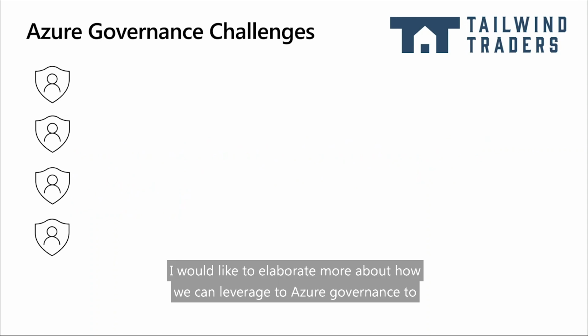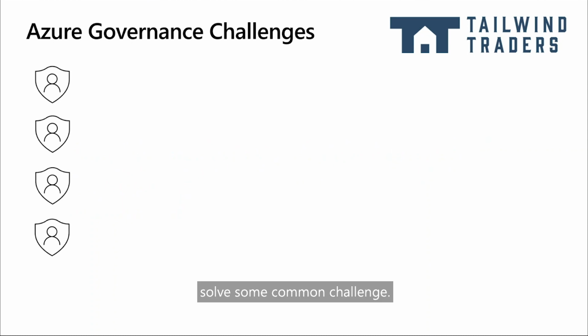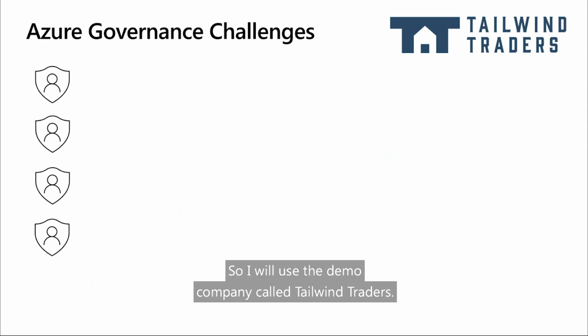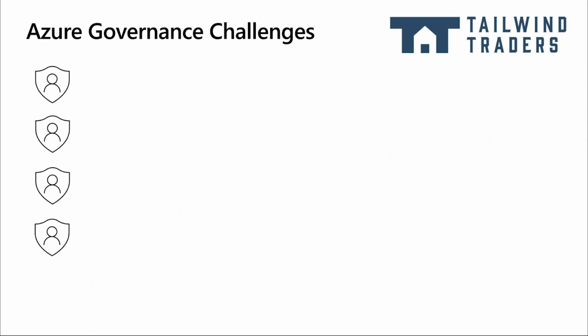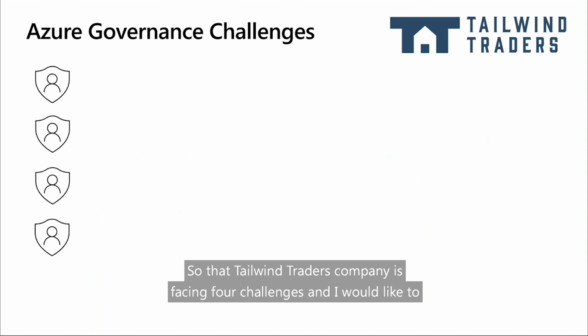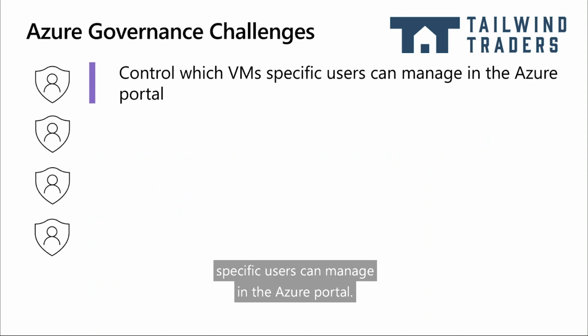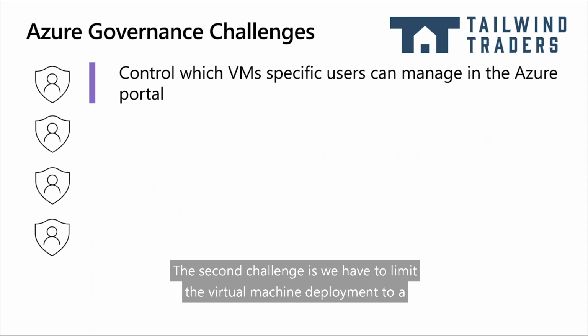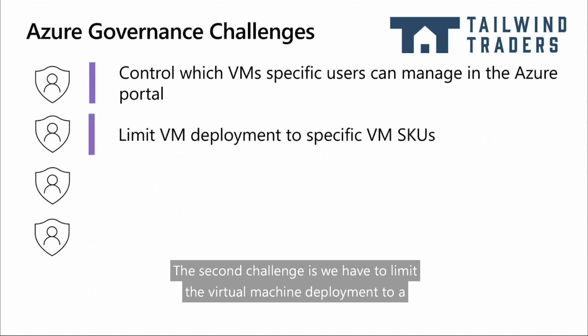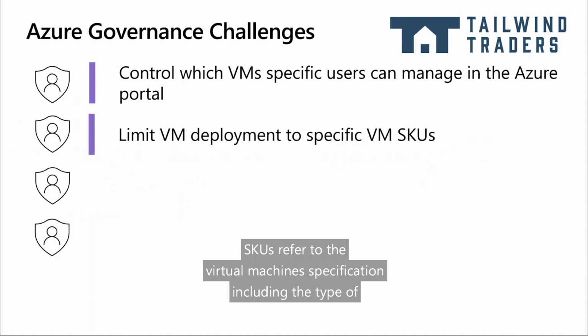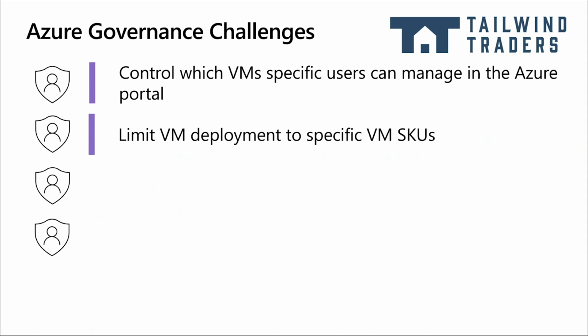To begin, I would like to elaborate on how we can leverage Azure Governance to solve some common challenges. I will use a demo company called Tailwind Traders, which is facing 4 challenges. The first is how we can control which virtual machines specific users can manage in the Azure portal. The second challenge is that we have to limit the virtual machine deployment to specific virtual machine SKUs. SKUs refer to the virtual machine specification, including the type and the size of the virtual machine.